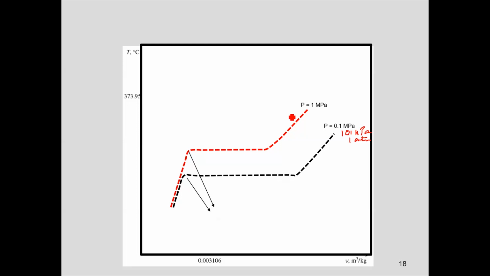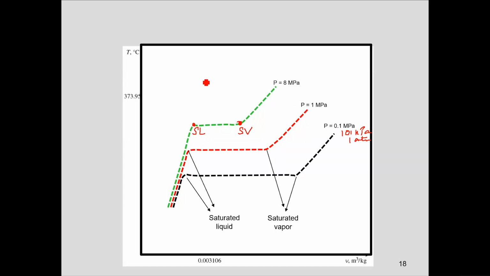Now, if you see, these are the saturated liquid points, these are the saturated vapor points. If I continue increasing the pressure, you see that this line is shrinking. These 2 points are getting close together. Saturated liquid and saturated vapor points are coming close together as I am increasing the pressure from 0.1 megapascal to 8 megapascal. Clear enough? Yes, clear, sir.